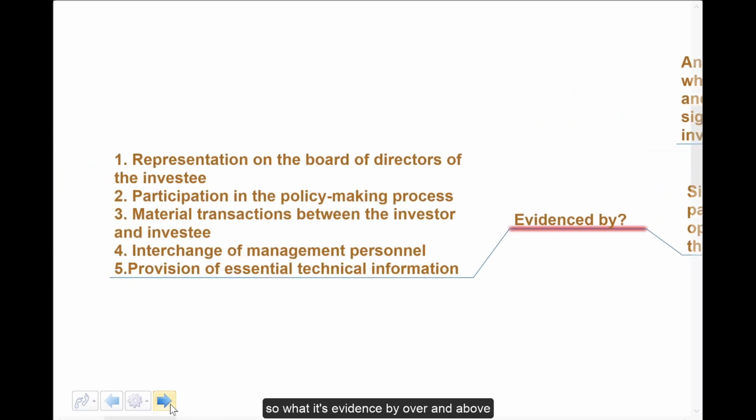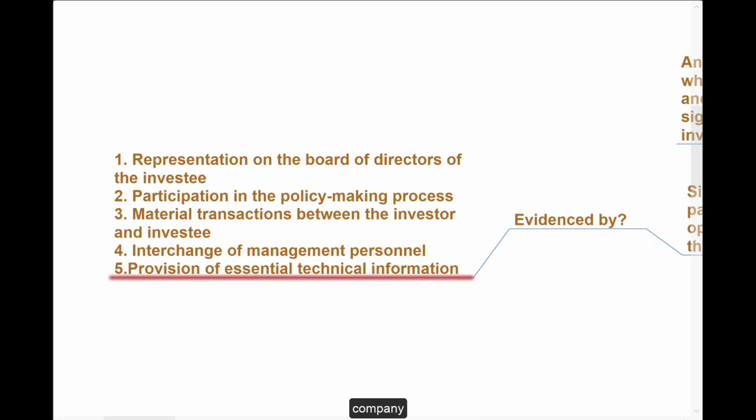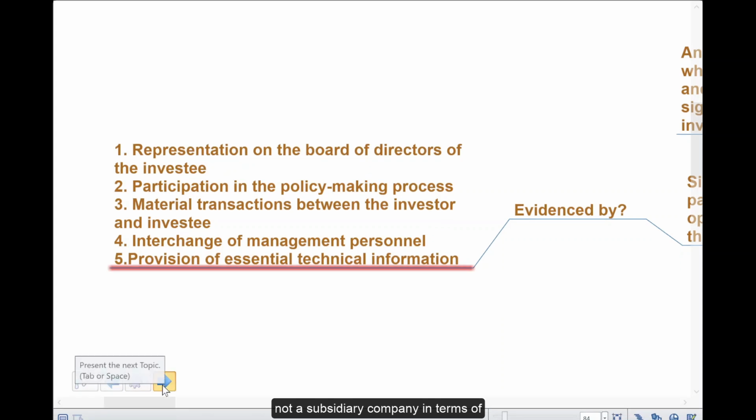So what is it evidenced by over and above the shareholding? Well, perhaps representation on the board, perhaps some sort of impact on policy making, significant transactions for sure, maybe even duplication or interchange of personnel from time to time, or possibly even the provision of technical information or technical expertise. So these are things over and above the actual shareholding. Okay? Note, we're talking about an associated company, not a subsidiary company.